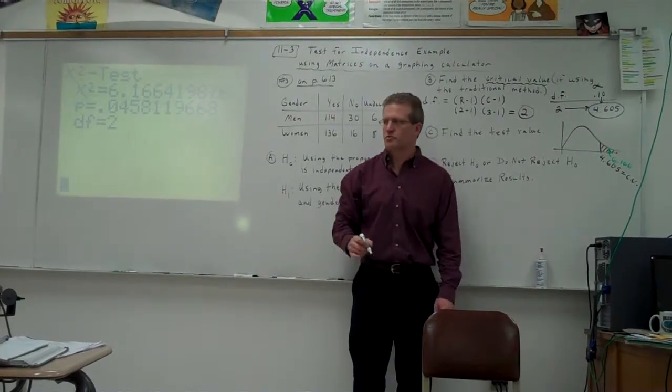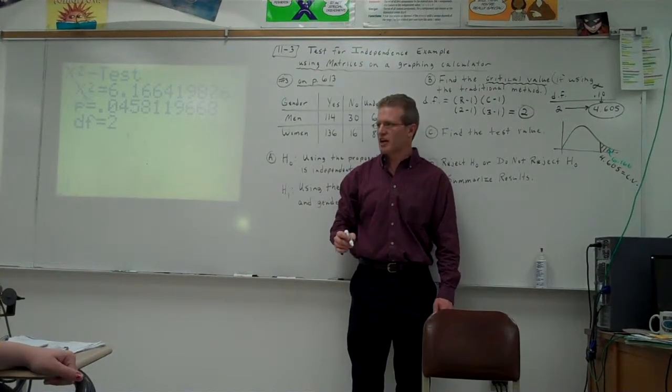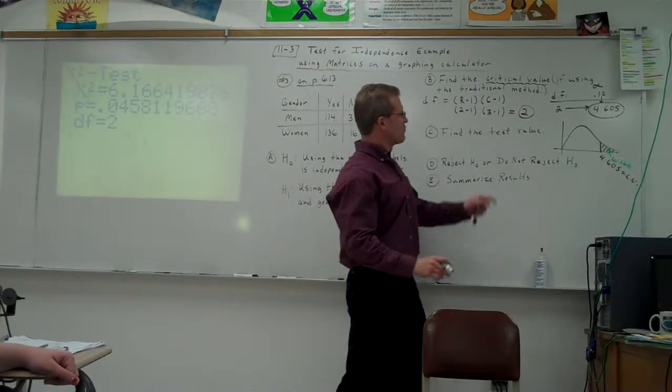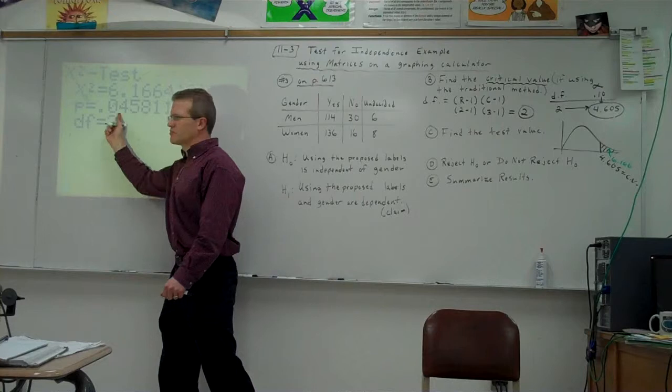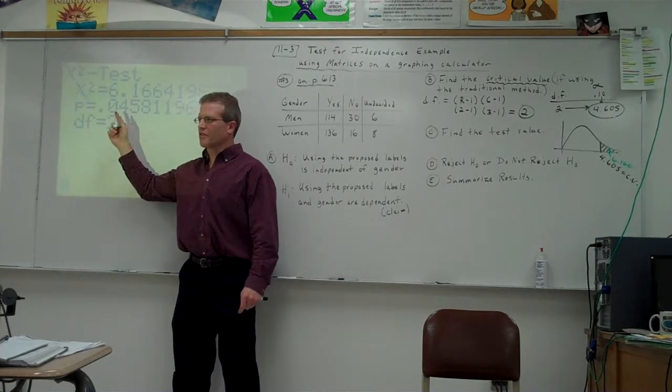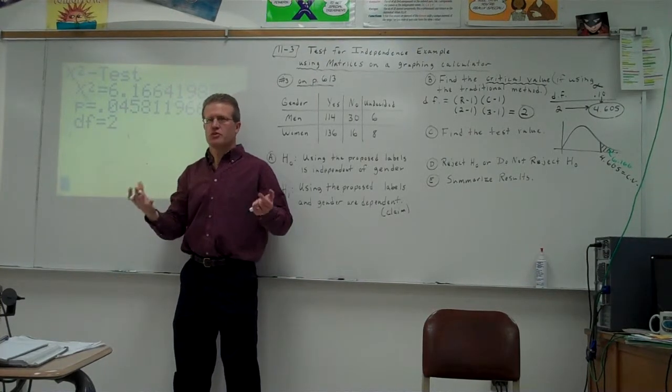Or would be your test value, should you reject or not reject? Reject. Okay? Now, if you didn't want to find the critical value, you wouldn't have to. You could just look here and say, hey, the p-value is 0.04. That's smaller than alpha. Alpha was 0.10, so then you could reject.